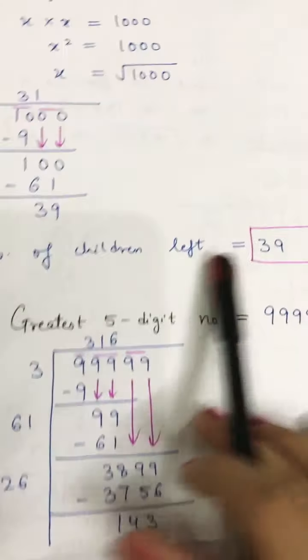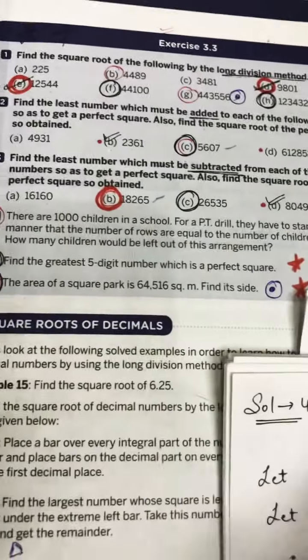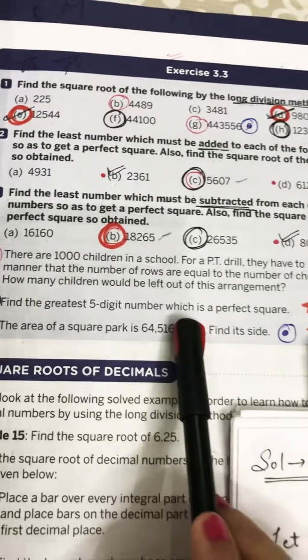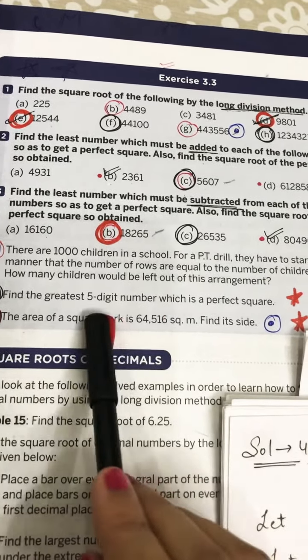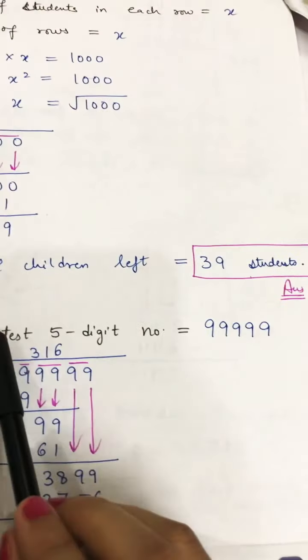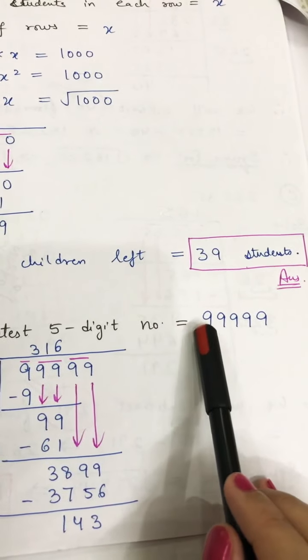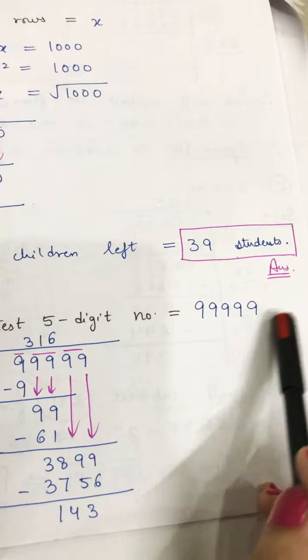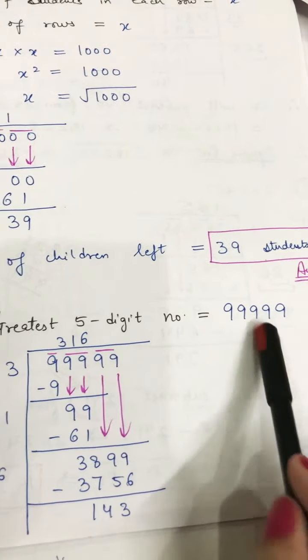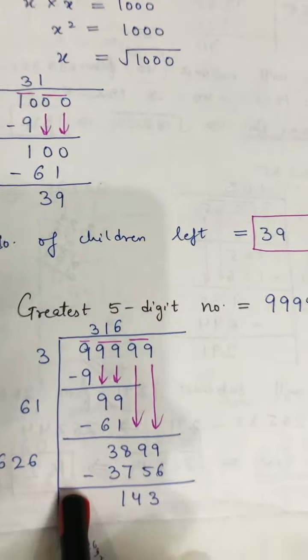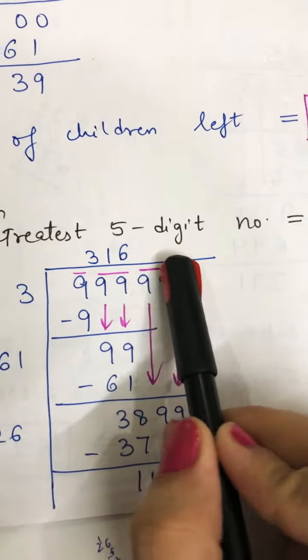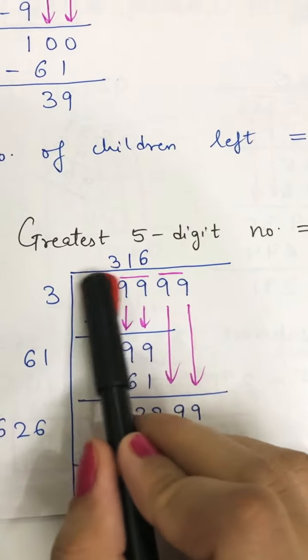Now the next question is: find the greatest 5-digit number which is a perfect square. First of all, write down the greatest 5-digit number, which is 99999. You know this is the greatest 5-digit number. Now take out the square root with the long division method. First of all, do pairing from here, and this one is single.